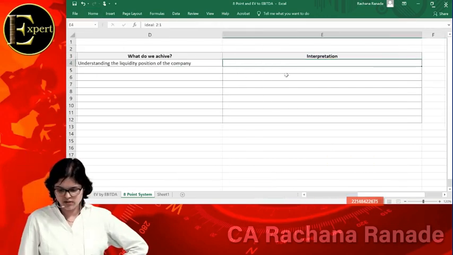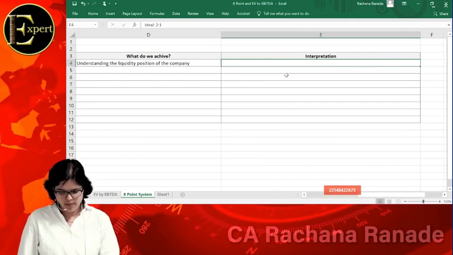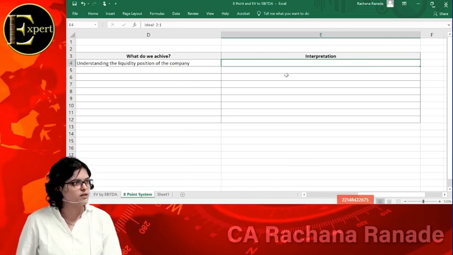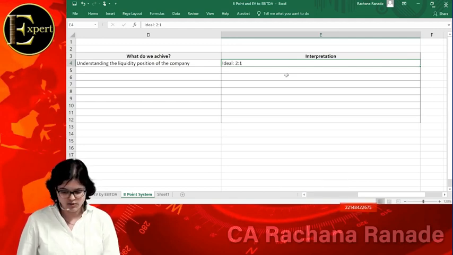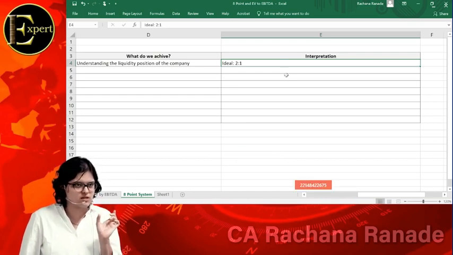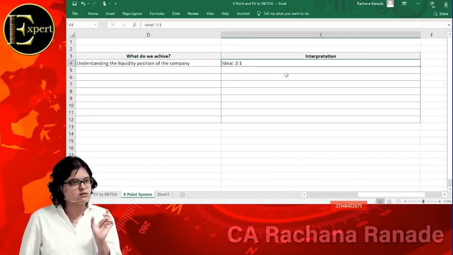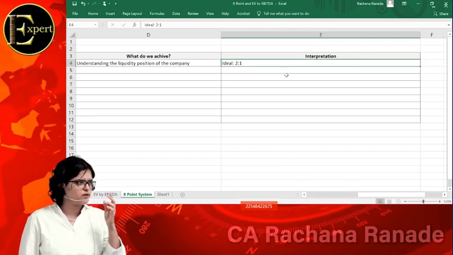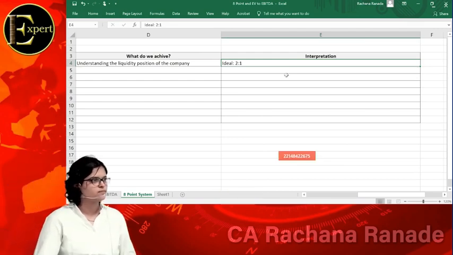Okay, wait. First we'll try to understand both. Liquidity position agreed. But if you remember, what was the interpretation? We understand liquidity, agreed. But then how can I use it for my analysis? How fast can it generate cash? How do you define how fast? 2:1. That is what we had discussed. Ideal is 2:1. If you are falling short of space, you can combine the third and fourth column together. What can we achieve or the interpretation part?